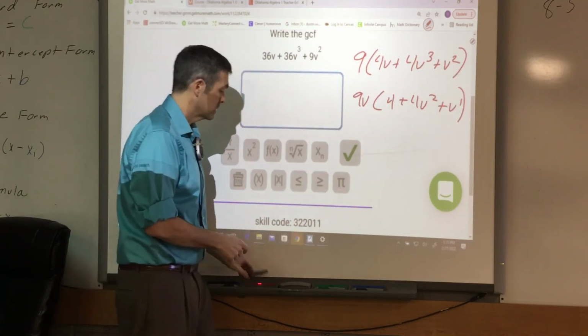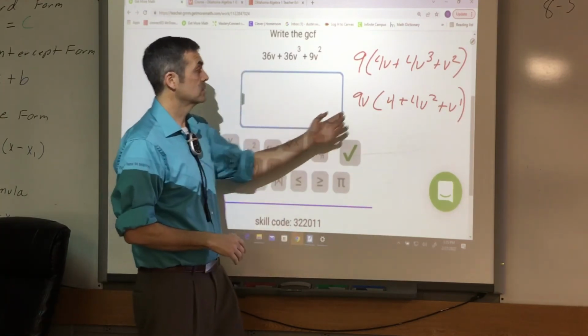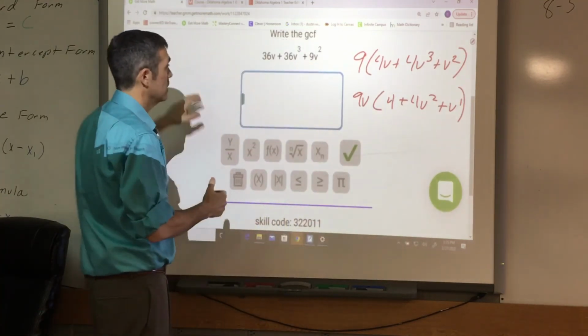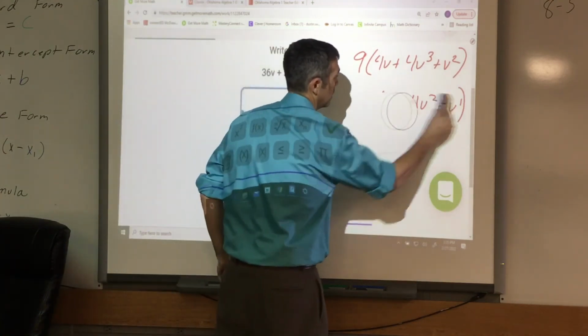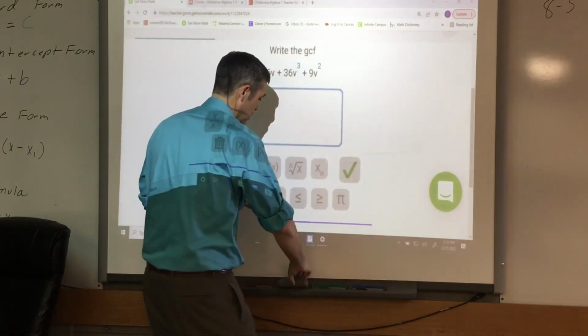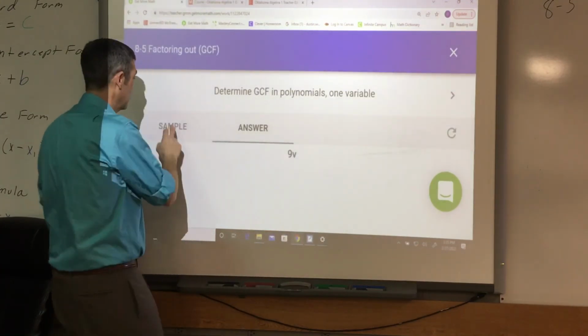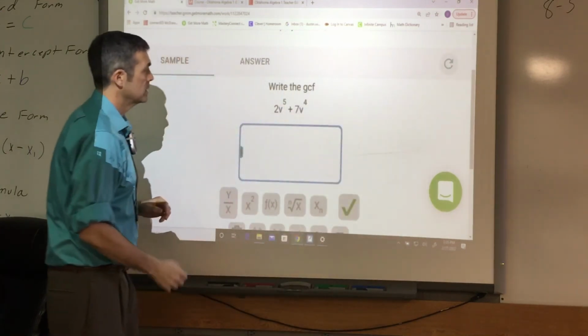This is why we spent so long on our exponent rules. Make sure that you know those so that you know how this actually works. Guys, once you can do this, you're going to be in a good spot. So that 9v was our greatest common factor. And this is all we're looking at right now, what is our greatest common factor?